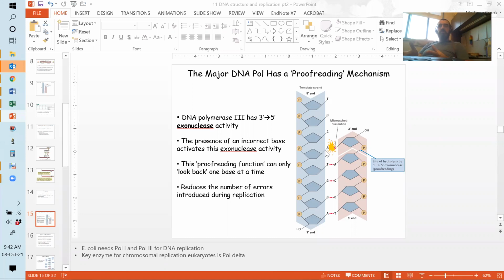Now, the issue is, once another base has been added, right? Let's say we had another guanine, which is the correct match for cytosine. It can no longer fix the problem because its exonuclease activity can only act on the last nucleotide, the end, essentially, of the DNA strand. So if a mismatch occurs and it's not fixed, then essentially that change could possibly end up being incorporated, which would not be good.